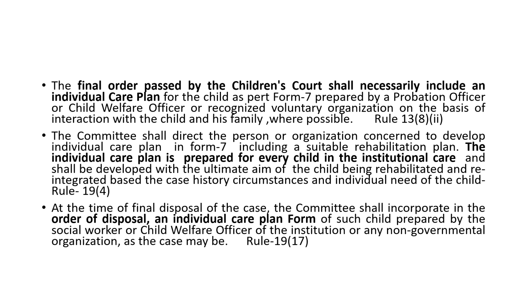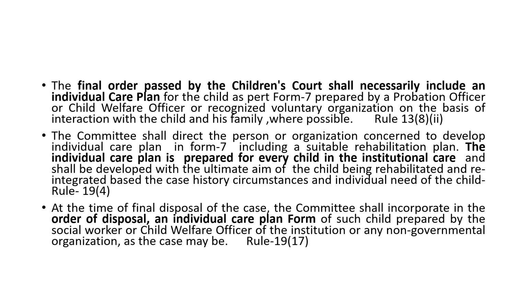The final order passed by the children court shall necessarily include an individual care plan for the child as per Form 7, prepared by a probation officer or a child welfare officer or a recognized voluntary organization on the basis of interaction with the child and his family wherever possible. Even the final order to be given by the children court shall necessarily include the individual care plan, which is an insight for his future development.